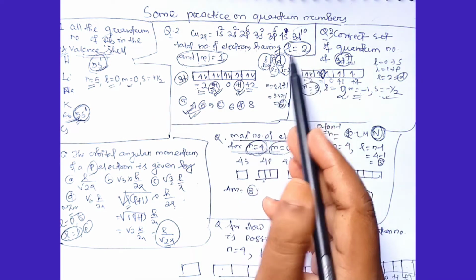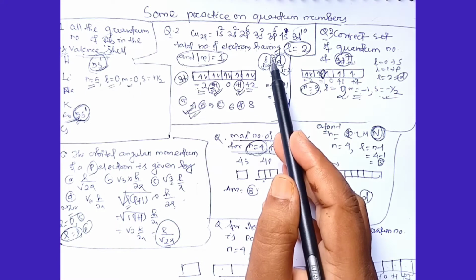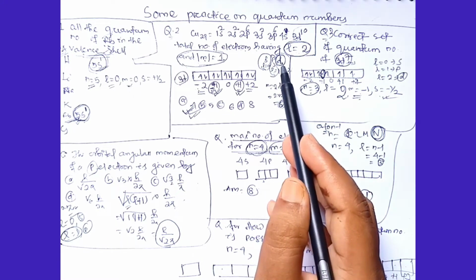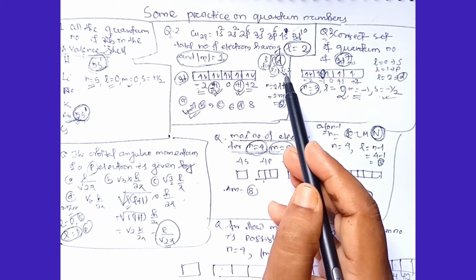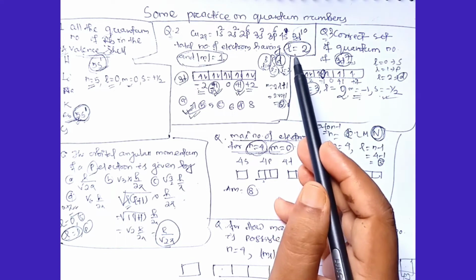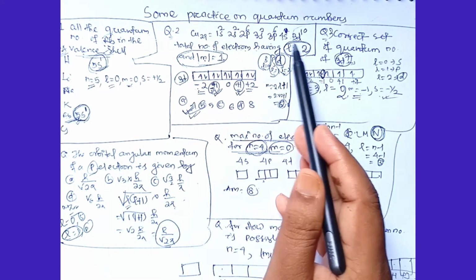l equal to 0 is the s subshell, l equal to 1 means the p subshell, and l equal to 2 means the d subshell. So l equal to 2 means the d subshell, and here it is the 3d subshell.